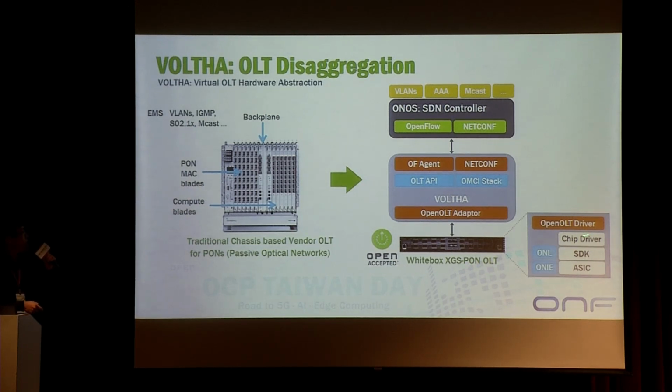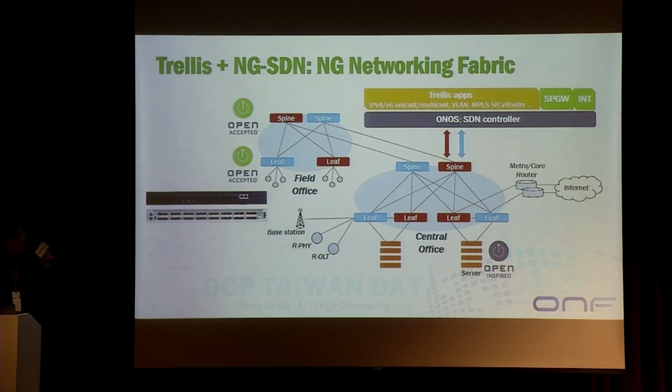And in this device, we run open OLT drivers, and that programs the device going through a certain SDK. And on the northbound, we connect this VOLTHA to our SDN controller, so it's actually centralized control. And on top of that, we run services like VLAN configuration, AAA service, multicast service, and etc. The next one is Trellis plus NG-SDN.